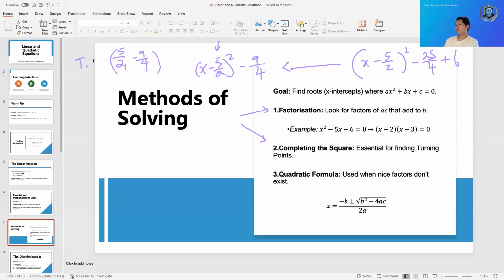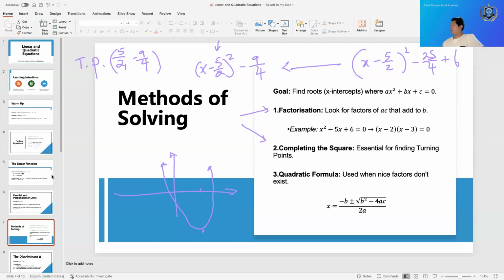This is your turning point. Have you learned about turning point form yet? Yeah, so completing the square puts it in turning point form for you. And it's very easy when you graph it, because when you start graphing it, you just get 5 on 2 and negative 9 on 4, and you could immediately begin drawing what it looks like. And that's why it's useful.